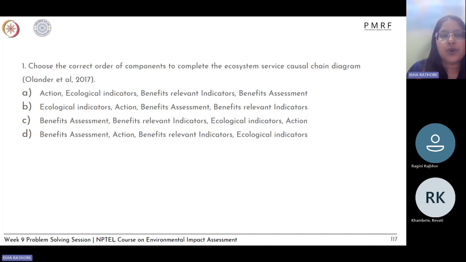So choose the correct order of components to complete the ecosystem service causal chain diagram. So we had different elements in the ecosystem service causal chain diagram. We had action, ecological indicators, the benefits, relevant indicators, and benefits assessment. So what is the order in which this diagram is seen, or the order of the different components? So again, this is a figure-based kind of question.